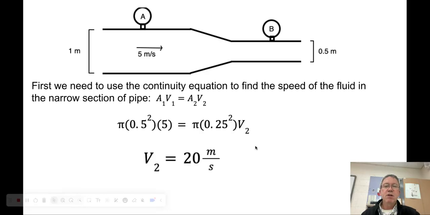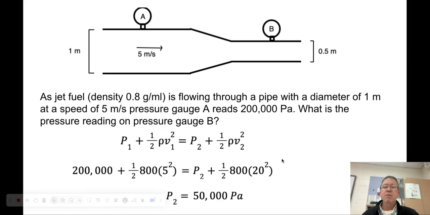So if I want to solve it, I'm going to use my continuity equation to figure out what the velocity is here. It's got to be 4 times what it is here, so it's going 20. Okay, because it's half the radius. So now I'm just going to use this.